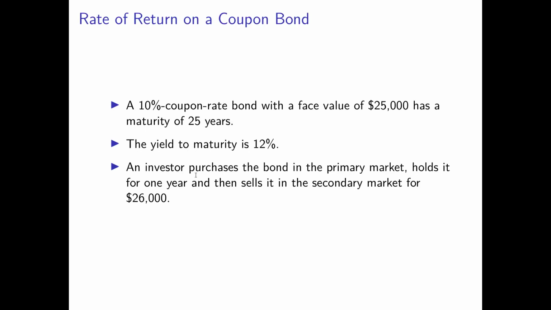Let's look at another example. Let's look at the rate of return on this coupon bond. A 10% coupon rate bond with a face value of $25,000 has a maturity of 25 years. The yield to maturity is 12%, so that's the interest rate. An investor purchases the bond in the primary market, holds it for 1 year, and then sells it in the secondary market for $26,000. What we want to do is calculate the rate of return on holding that bond for 1 year.